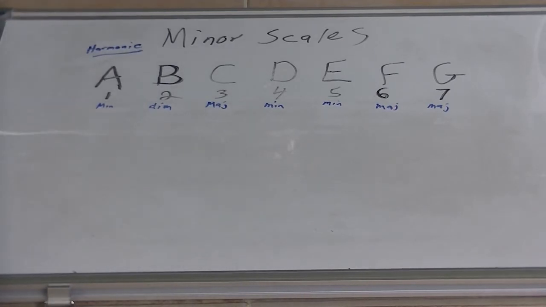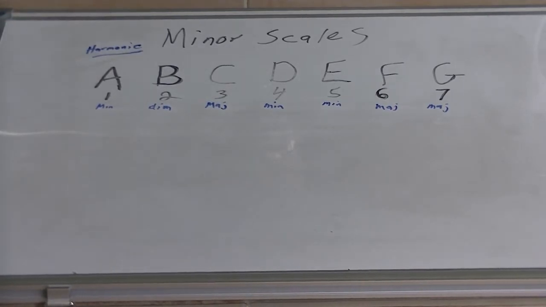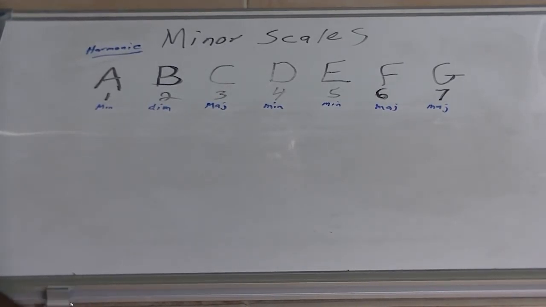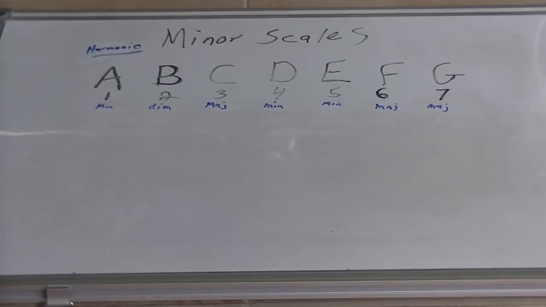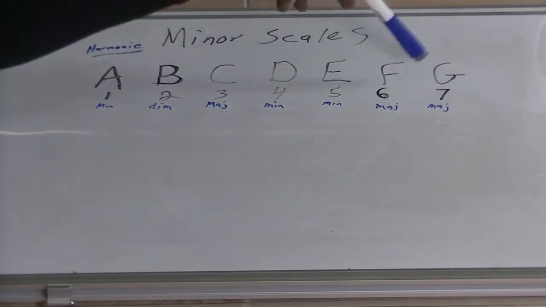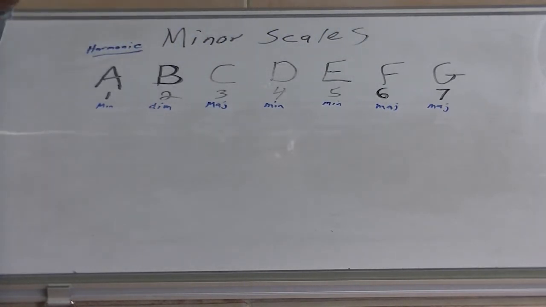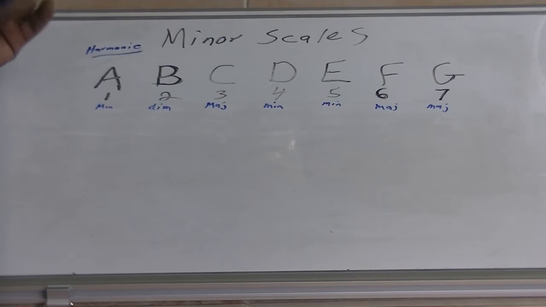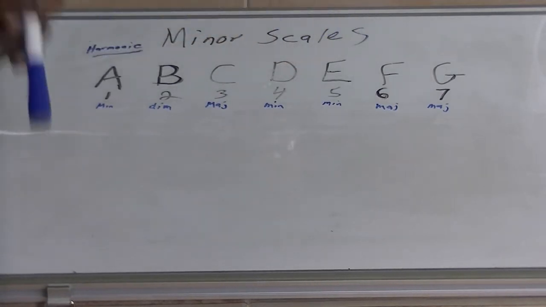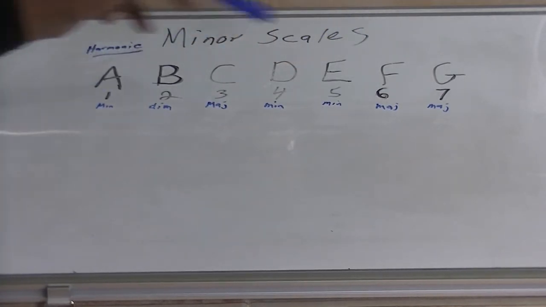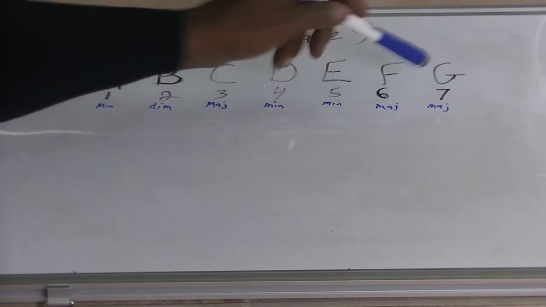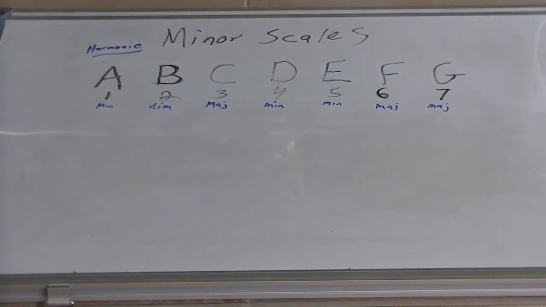And as I stated before, it's my belief that the best way to look at these other minor scales is as alterations of the natural minor scale. So we still have the natural minor scale here. But to get the harmonic minor scale, we just take this natural minor scale and raise the 7th note here by a half step.